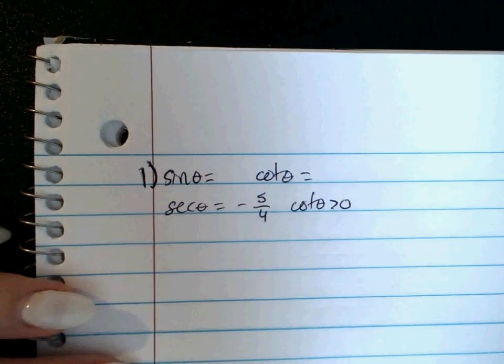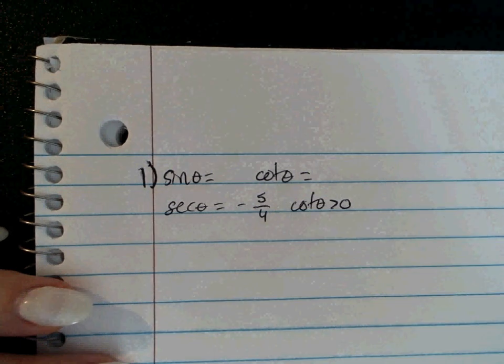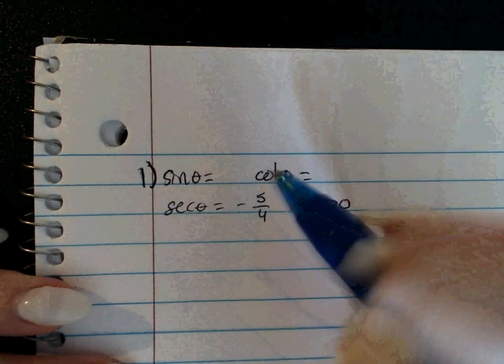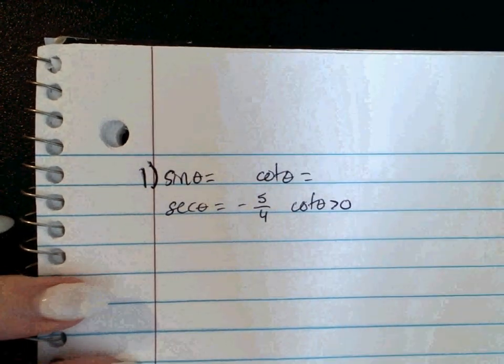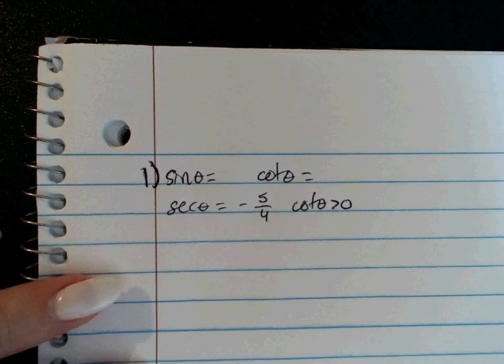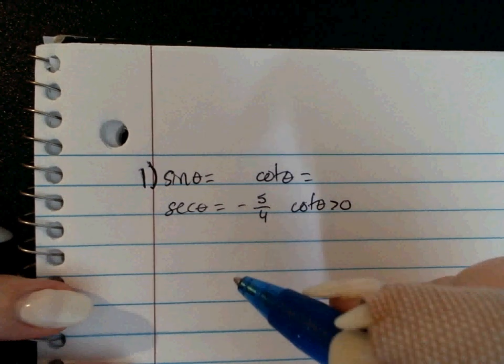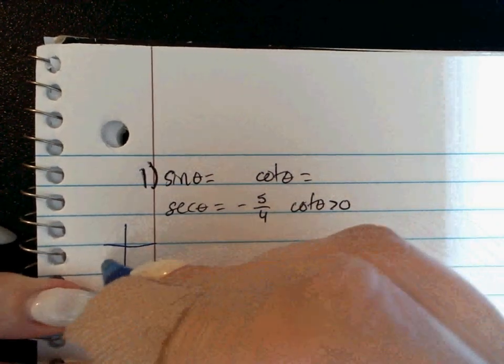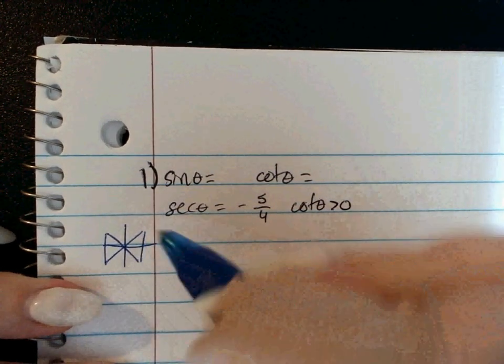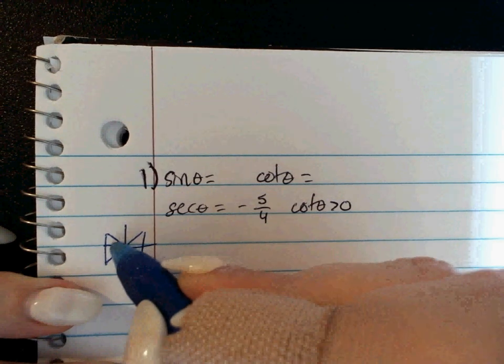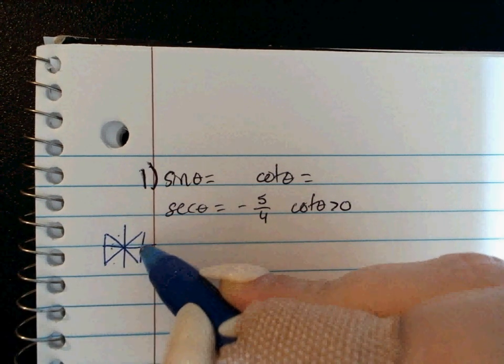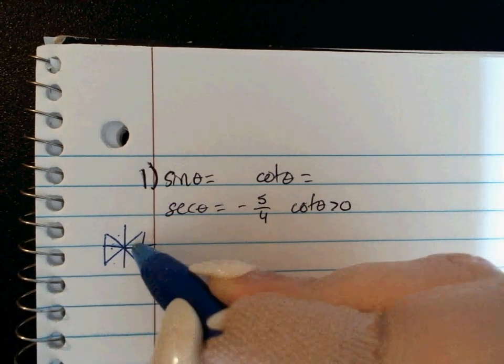Okay? So secant is the reciprocal of cosine. So if secant is negative 5/4, that means cosine is negative 4/5. Cosine is only negative, if you think about your bow tie, when we're going to the left because it's adjacent over hypotenuse, whereas over on this side, adjacent is going to the right. That's positive. So those two are out.